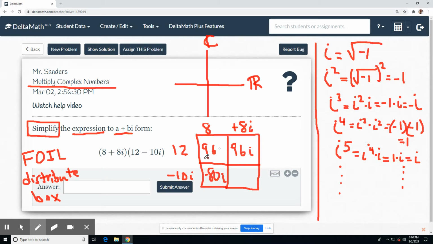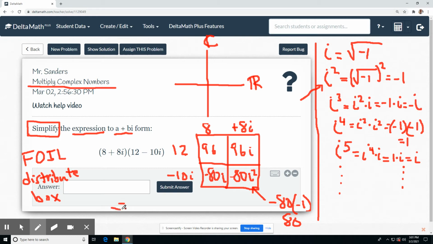And then 8i times -10i is -80i squared. And then what did I say i squared was? i squared is equal to -1. So this one right here turns into -80 times -1, which turns into 80. All right. So you can never have i to a higher power other than the first power. So notice how all of these simplify, no more exponents on i. So that's a rule, no exponents on i.